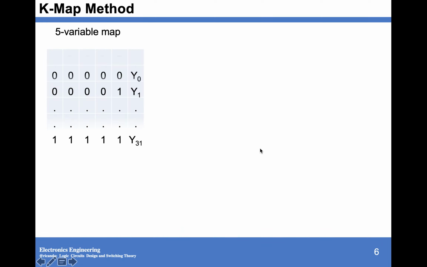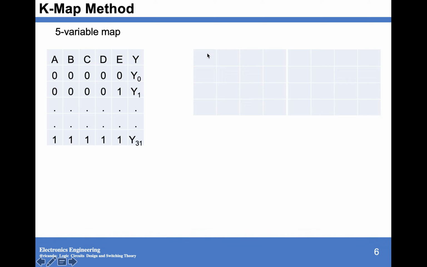For a 5-variable map, we have 5 variables, which means we have 32 input combinations from 0, 0 up to 31 or 1, 1, 1, 1, and there are also 32 output values. There are 2 ways to draw your map. First, you draw the first 16. Then you put your second 16 either at the side or below the first 16. First, we put it at the side.